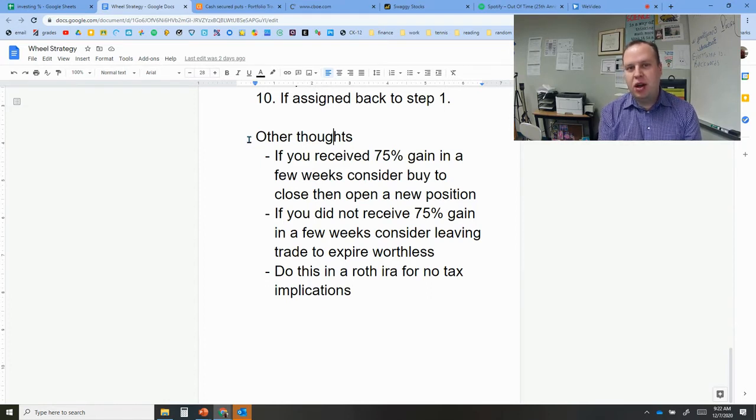For Bank of America, I literally made that in a day and a half because the stock went up about 4% last week in one day. So I just bought to close it and then sold another one out. If you didn't receive a 75% gain in a few weeks, consider leaving that trade to expire and then just do it again. Again, stock price at 30, so cash secured put at 25.